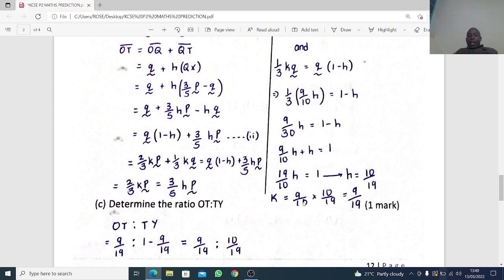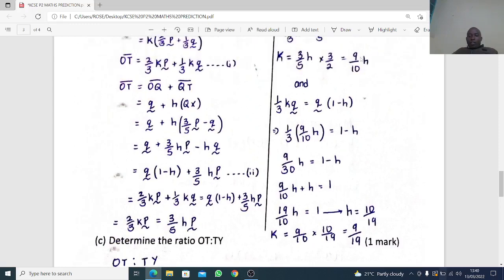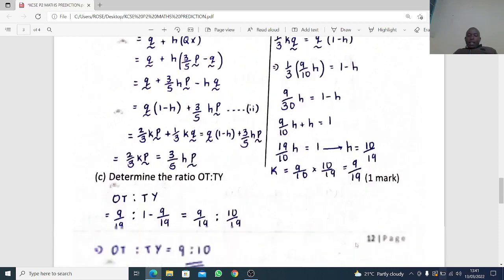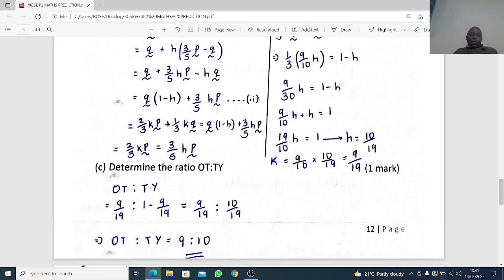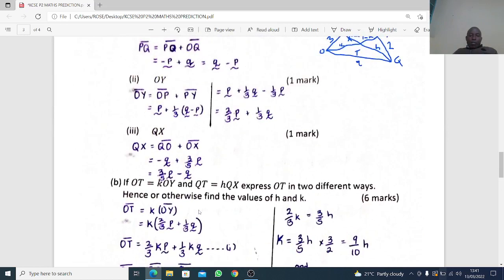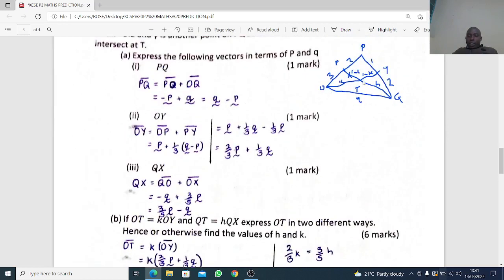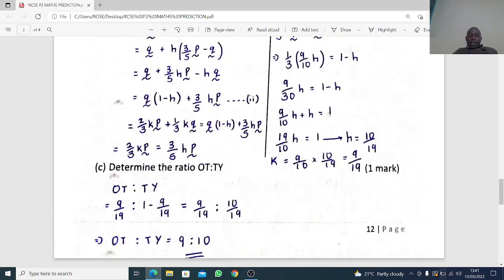And therefore we find k, because we know that k equals 9 out of 10 h. So k equals 9 out of 10 times h, which is 10 out of 19. 10 and 10 cancel, so k is 9 out of 19. And therefore OT to TY, remember OT to TY, if we go to our equation here, OT is k. We know k is 9 out of 19, so OT is 9 out of 19.